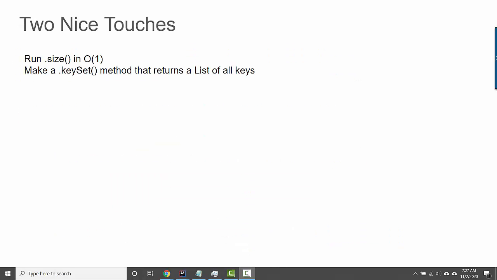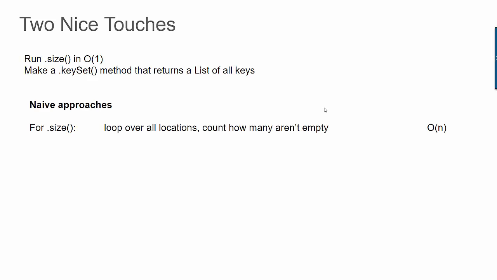Okay, in the last video, I summarized everything that we'd said so far about hash maps. Let's talk about two nice touches that you're going to want to put in your implementation. We want to be able to return the total number of things in the map in constant time, so that'll be a size method. And we want to make our own equivalent of key set that will return a list of all of the keys that we've ever added. And ideally, we want that to run in constant time as well.